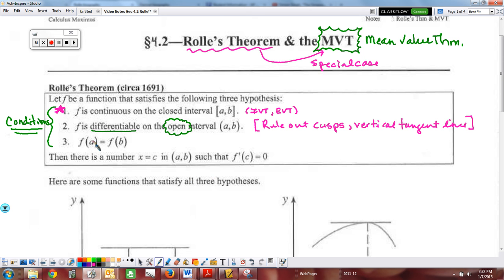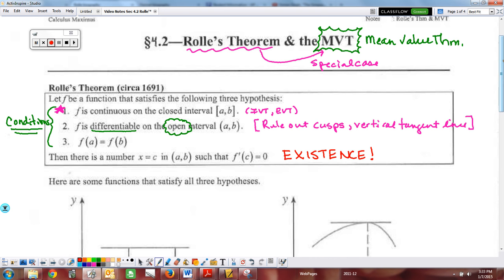And then the third condition that Rolle's theorem has is that we want to make sure that the y value of one endpoint is the same as the y value of the other endpoint. All right, and then once you meet these conditions, again, this is an existence theorem. So we are basically not finding something, but we are proving the existence of a quantity. And what we're proving the existence of here is that there must be a number in the interval, an x value in the interval, where the derivative is 0.